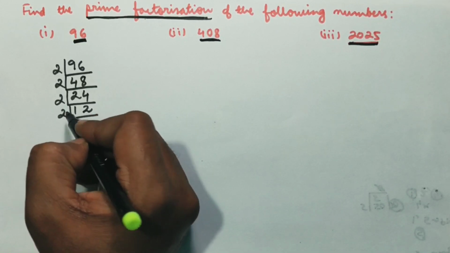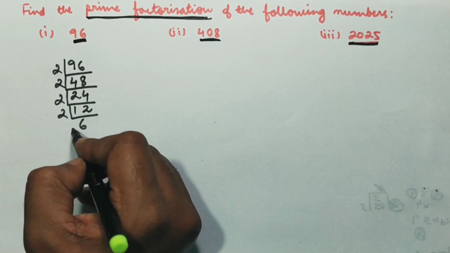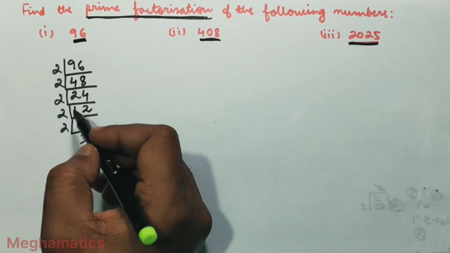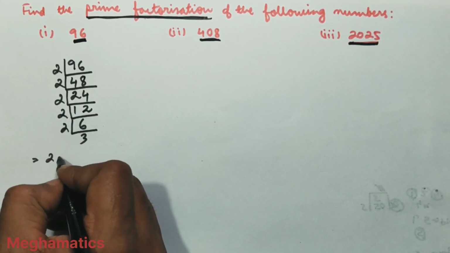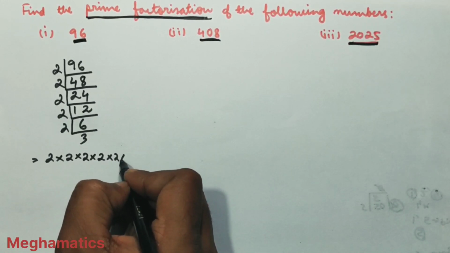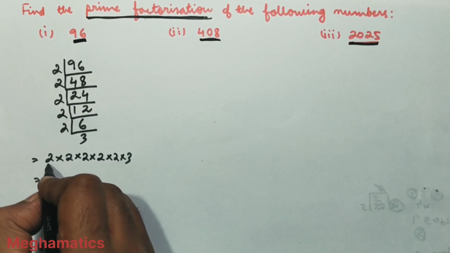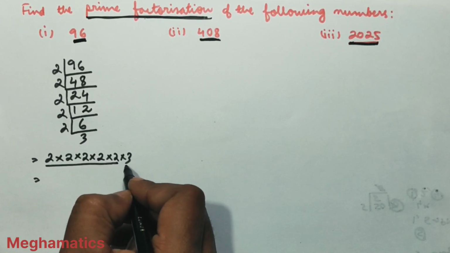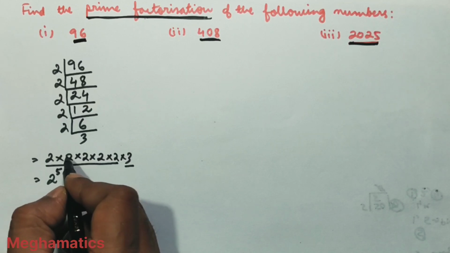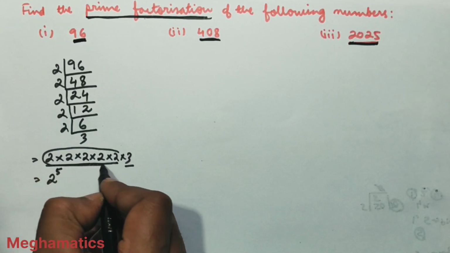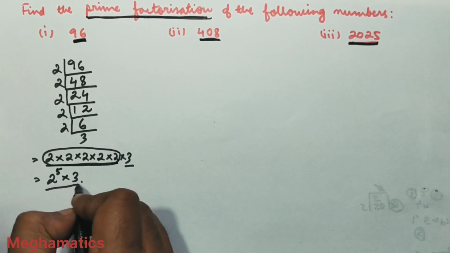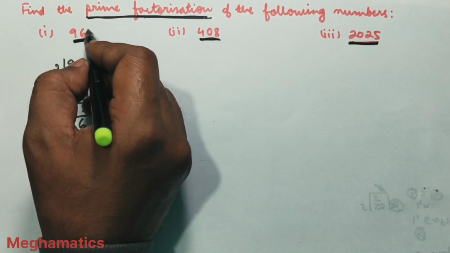Again if we divide by 2, 2 6s are 12. Again if we divide by 2, 2 3s are 6. So here we are getting 2 into 2 into 2 into 2 into 2 into 3. So here 5 number of 2 and 1 number of 3. So the prime factorization will be 2, here the power will be 5 because there are 5 numbers of 2, into 3. So this is the prime factorization of 96.